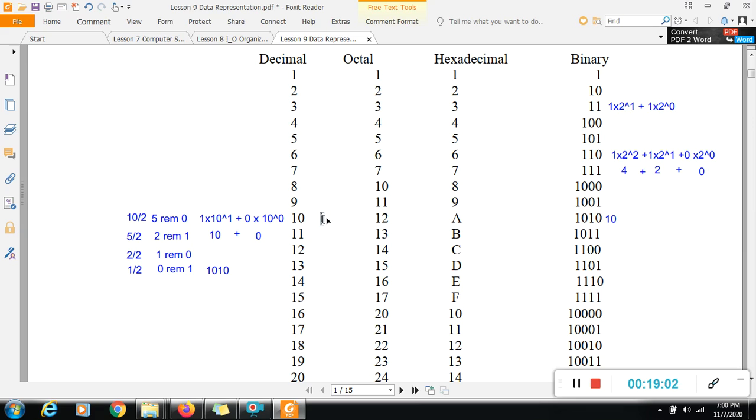So it makes sense. We have 1 times 8 to the power of 1 plus 2 times 8 to the power of 0. This is what we have. Let me try to reduce that. Oh my, it can't work. Hope you understand.